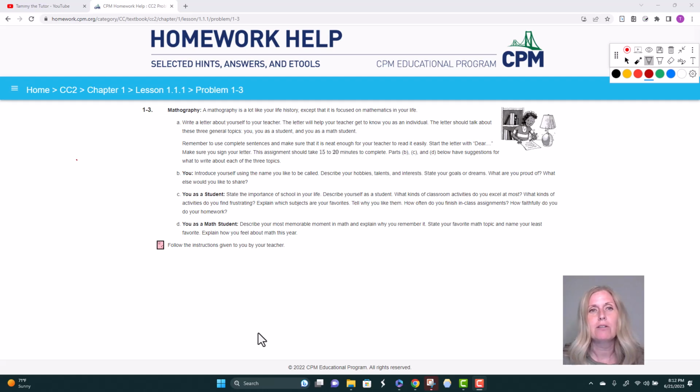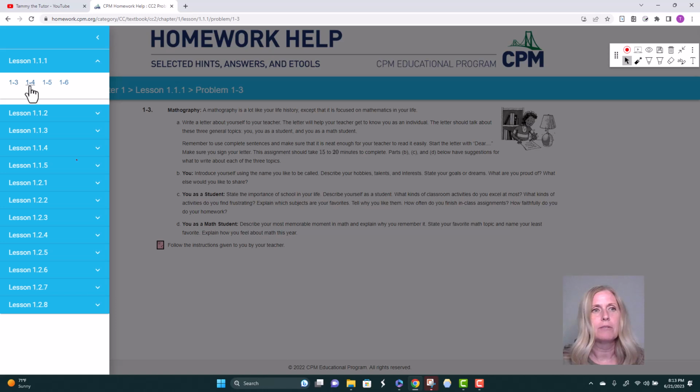If you'll notice though, here is the very first homework problem. It's 1-3, and it's mathography. That's not anything I can help you with. That's all about your own personal feelings about math and a way for your teacher to get to know you. She may or may not ask you to do this problem, but that's why I'm skipping it, just so you know. So let's move on to 1-4.